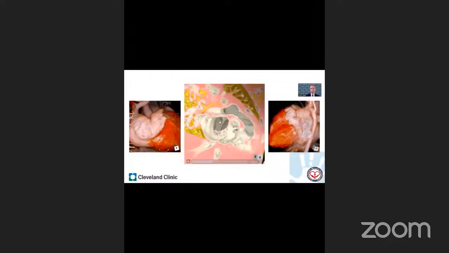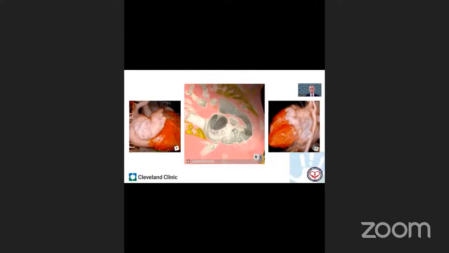And through the defect over to the left-sided atrium, we can appreciate pulmonary veins draining into that left-sided atrium. So we have partial anomalous pulmonary venous drainage into this right-sided atrium.